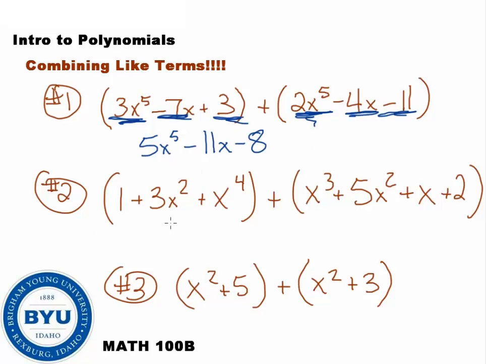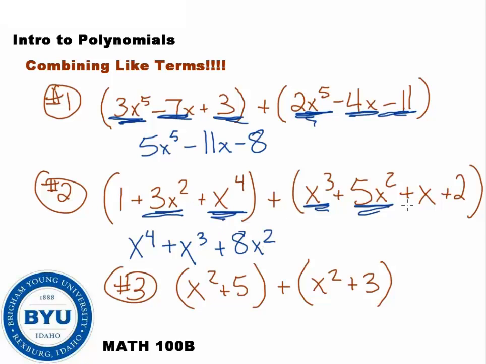Okay, great. On this next one, things aren't written in order. Maybe you wrote them in order. That's fine. I'm going to just go ahead and look for hats. I've got x to the 4th. I don't see any other, so I'm just going to write that down. x to the 4th. Now let's look for x cubes. I don't see any other x cubes except that one, so let's go ahead and write that down, x cubed. Now let's do the squareds. 3x squared plus 5x squared comes out to be 8x squared. Cool.